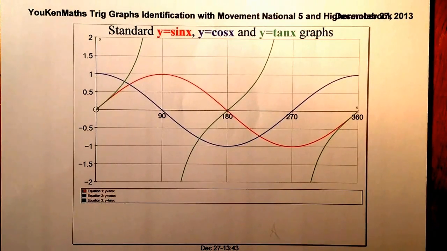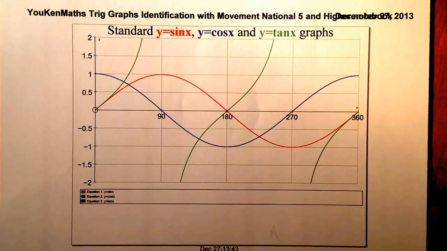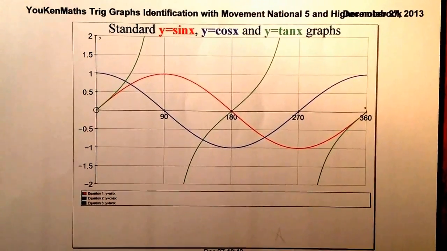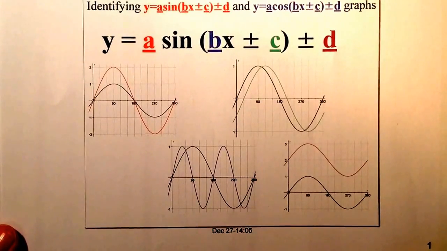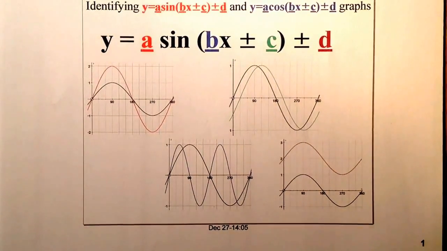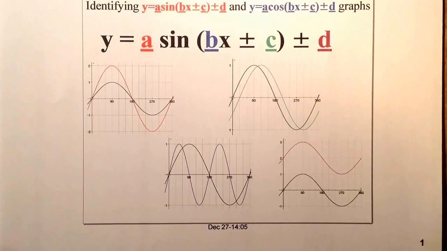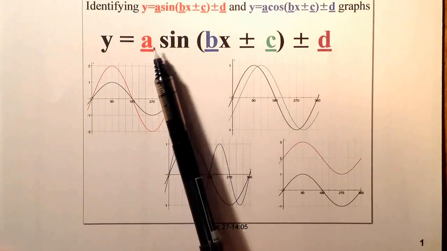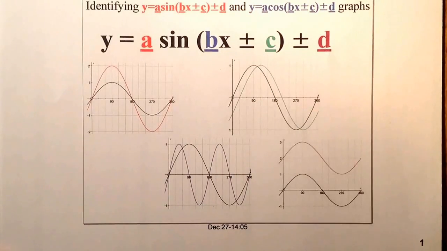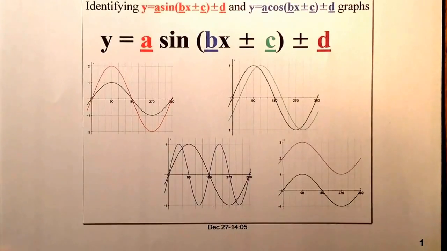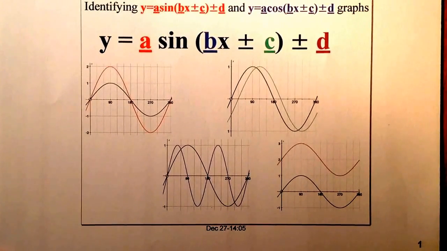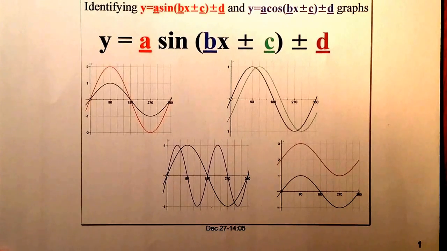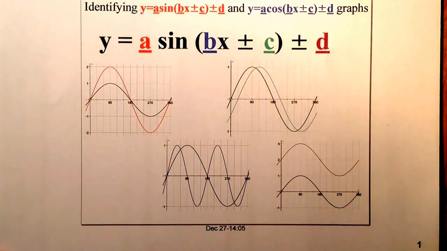Okay, let's look at what we're doing today, and this is applicable to National 5 and also Higher. What we're looking at is how the graphs move based on changing some numbers that would appear as A, B, C or D, or a combination of them. Now this looks quite complicated, but we're going to step through each of the letters to show what each of the letters would do if I replaced it with a number.